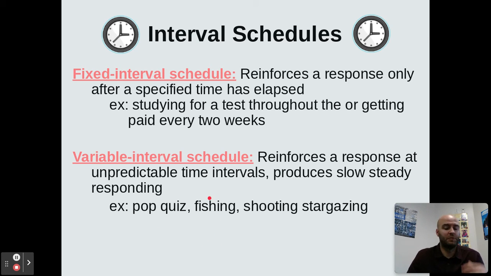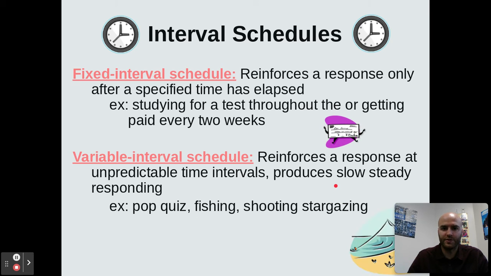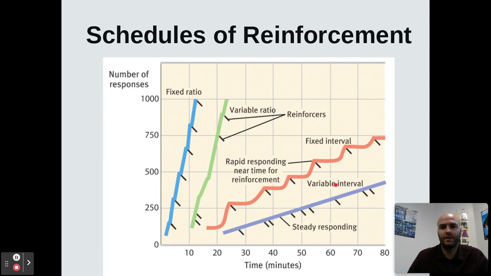If you're fishing, you have no idea how long it's going to take you to catch a fish. But when you do, you're reinforced at that certain time period. If you go stargazing and you're looking for a shooting star, you have no idea if you're going to see one, right? But when you do, it's exciting and it's going to bring you back for that stargazing once again. Okay, so that's fixed interval, fixed time versus variable interval or variable time.